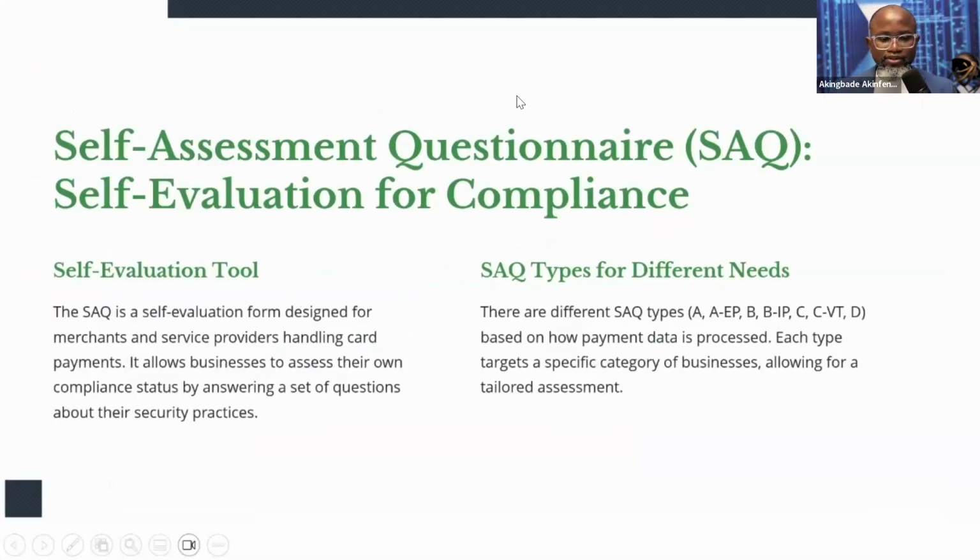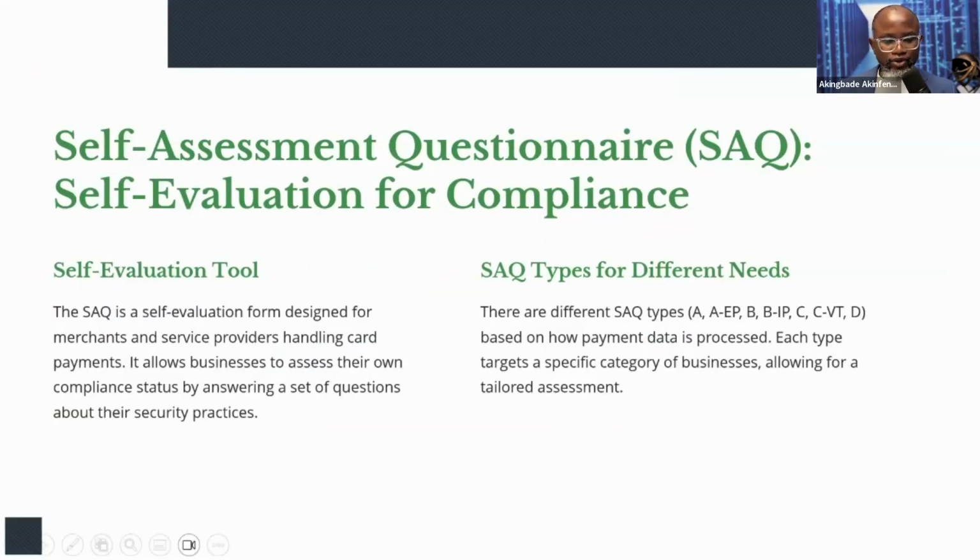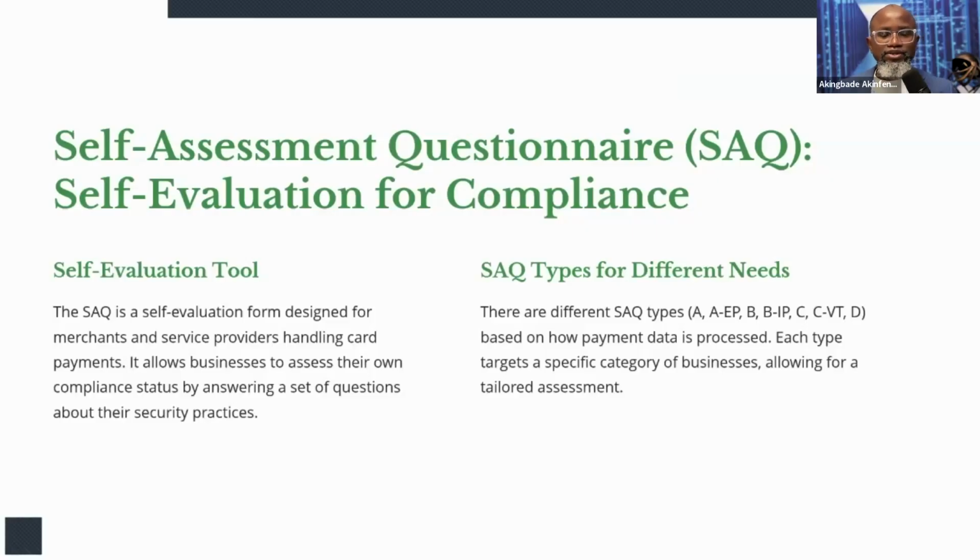Another thing that's popular out there is something called SAQ. It's a self-assessment questionnaire, so it's a self-evaluation tool. This is the tool that you can actually go in yourself and self-assess yourself. It depends on your category type, how you process your payment data will determine the kind of self-assessment questionnaire you will use.